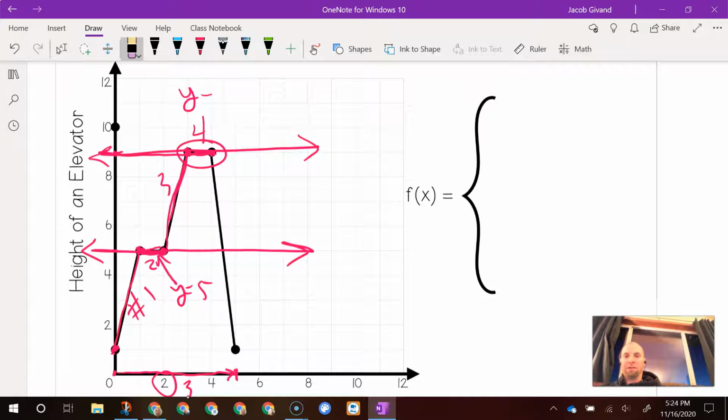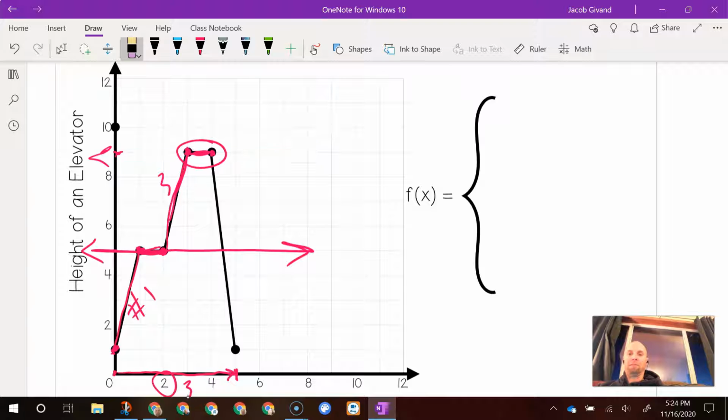Let me erase some of that stuff I just did. Oh, I erased too much. Sorry, guys. Let me get rid of those lines. There we go. Let me get this back.